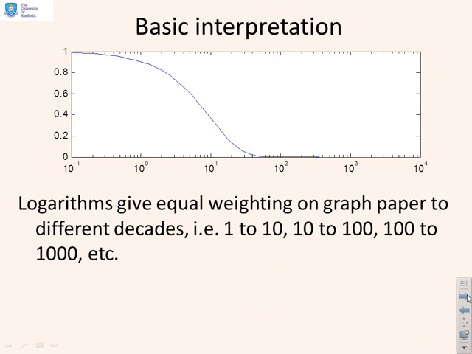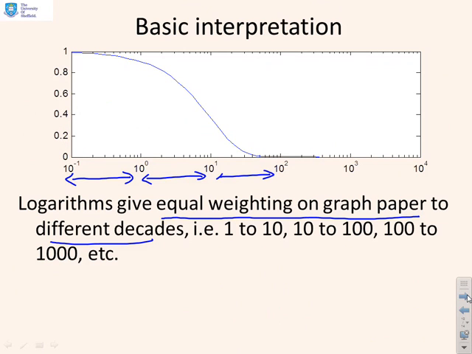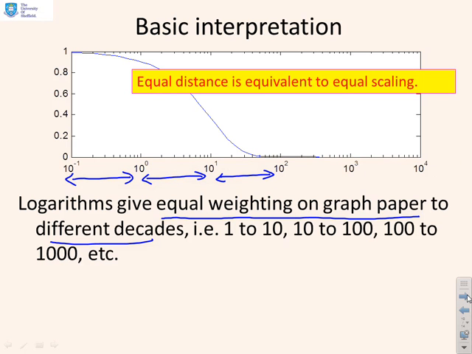Now, what's the interpretation of log graph paper? You notice the key thing here is you get equal weighting or equal spacing on the graph paper for different decades. So you see the space to go from 10 to the minus 1 to 10 to the 0 is the same as the space to go from 10 to the 0 to 10 to the 1, same as the space to go from 10 to the 1 to 10 to the 2, and so on. And that can be very useful in some scenarios where your data is quite spread out, but you've got equal information content in different decades. So equal distance in a log paper is equivalent to equal scaling.